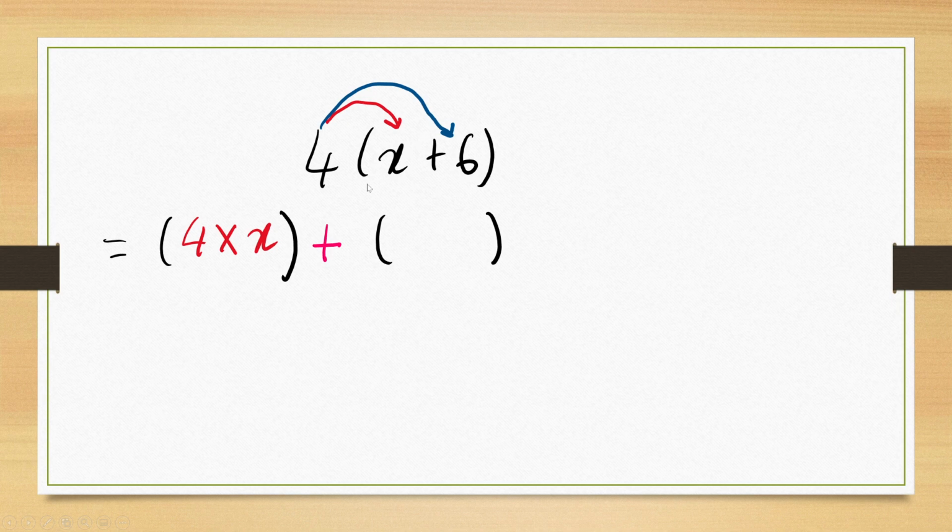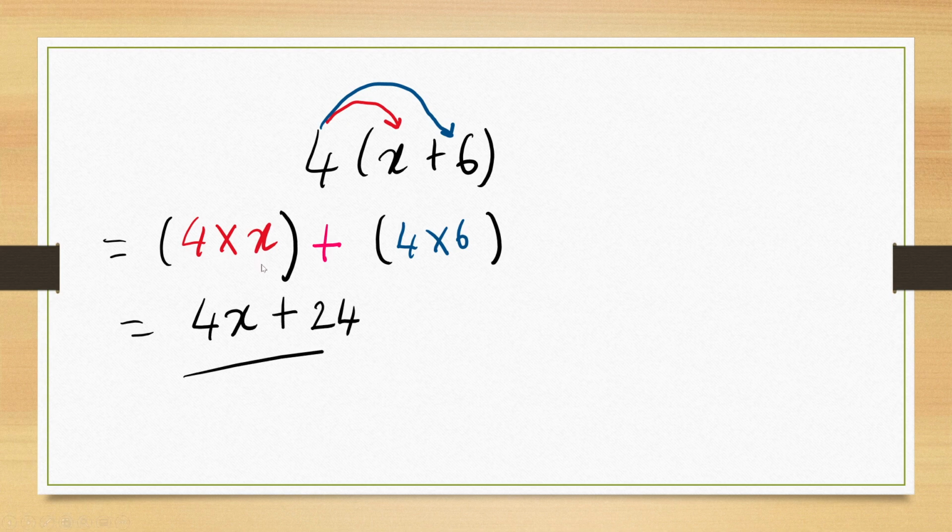Because you are finished with this term, now what's left over is this term, because you're going from left to right. So you're going to do 4 multiplied by 6, and write it like this. And now you're going to simplify it. 4 multiplied by x becomes 4x, and then 4 multiplied by 6 becomes 24.